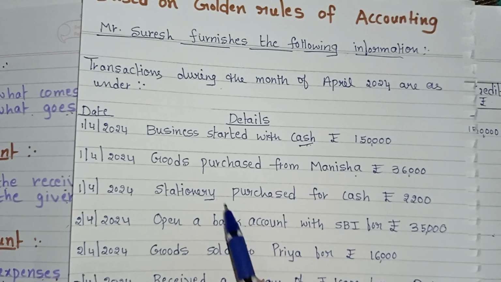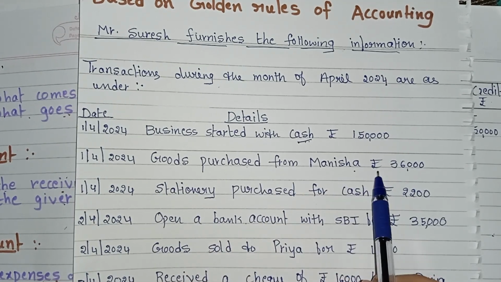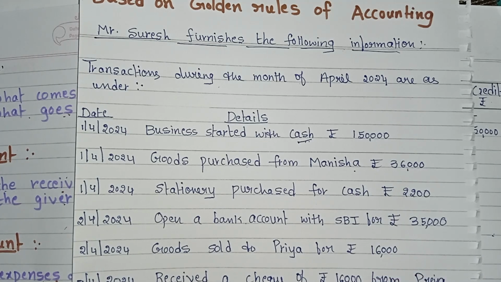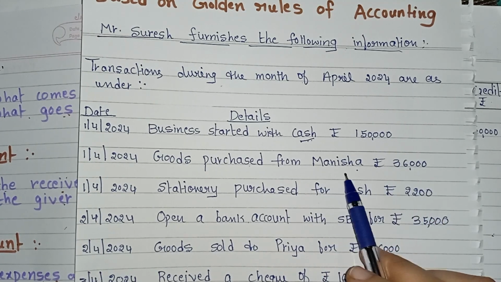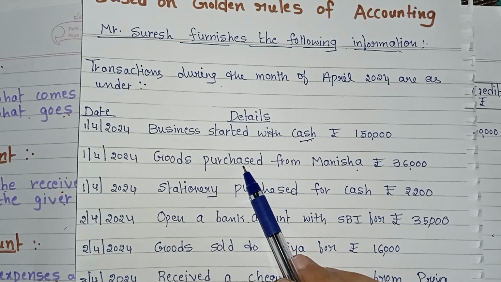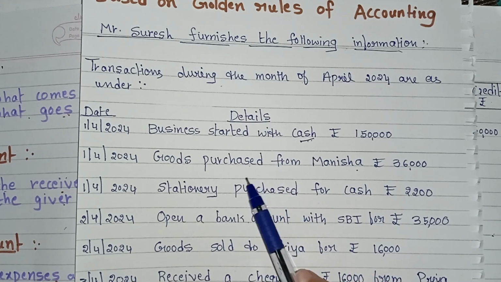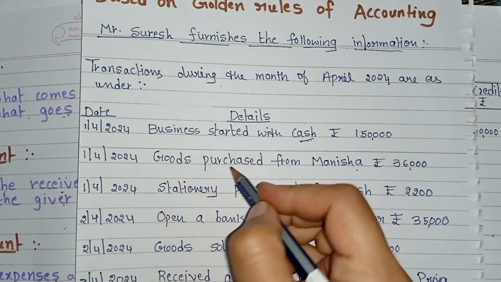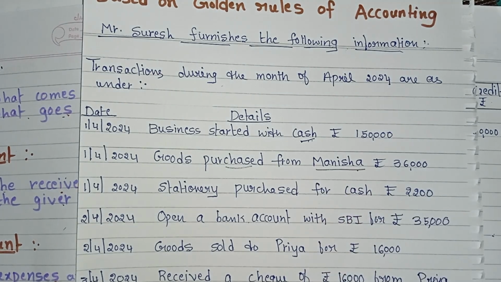See here, the second transaction, on the same date, goods purchased from Manisha, rupees 36,000. What are the two accounts involved here? First one, purchase account. We should not write goods account; we have to write purchase account. And from whom have we purchased the goods? From Manisha.